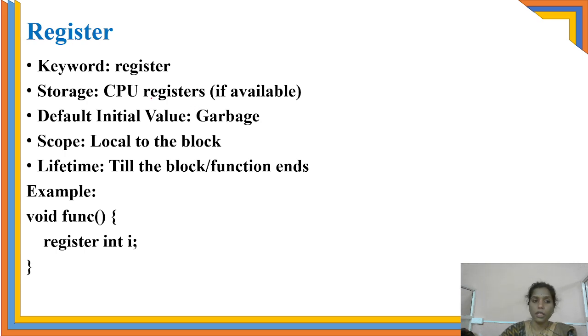Register. For example, this int i variable is a loop variable. A loop variable is one which will be used again and again, right? That is called a loop variable. For that purpose, if you want to use that variable again and again, then we can declare it as register. Register means a local register, a CPU register, where that value will be stored. Keyword register, storage CPU registers, default initial value garbage value, scope local to the block, and lifetime till the block ends.